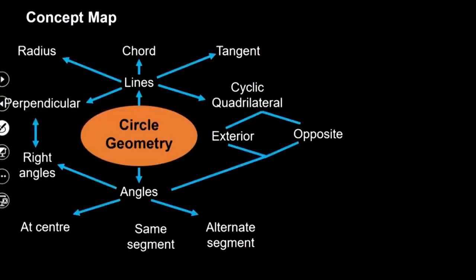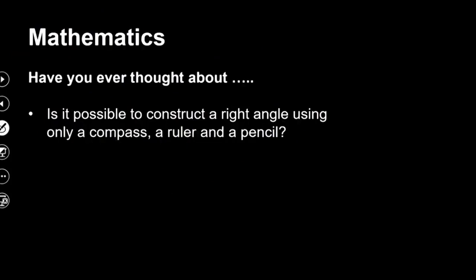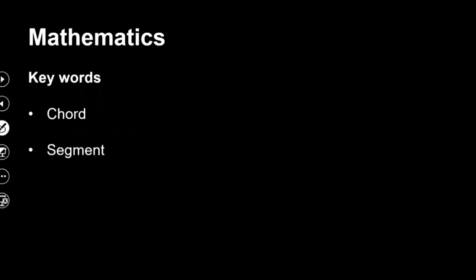Remember our mind map or concept map: we've looked at the concept of a radius and the concept of a chord, right? A tangent we're going to look at at a later stage. And then we also looked at the concept of perpendicular lines. Now we're looking at the concept of angles, and we're going to talk about an angle at the center, same segment, and alternate segment. Remember, we're still looking at how to construct a right angle using only a compass, a ruler, and a pencil. But to do that, we're going to talk about an investigation.